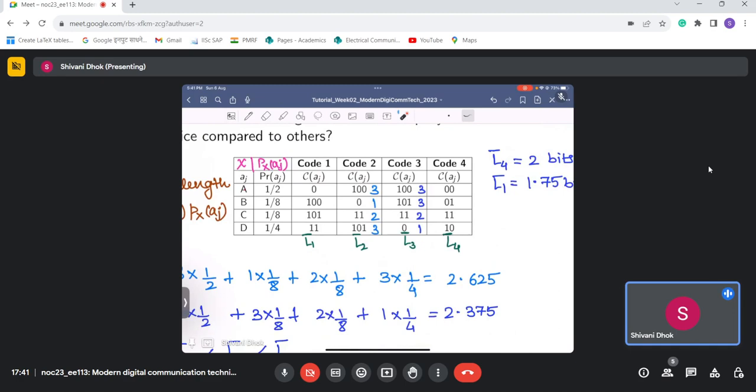Now if you observe carefully, this A is the most frequently occurring symbol. That is, it is occurring almost half the number of times. And this B and C are occurring very less compared to A. Now for code 1, the smallest possible code word length is assigned to the one which is most frequently occurring, and the largest lengths are allocated to the symbols which are least frequently occurring, which means this will reduce the average length of the code that we are having.